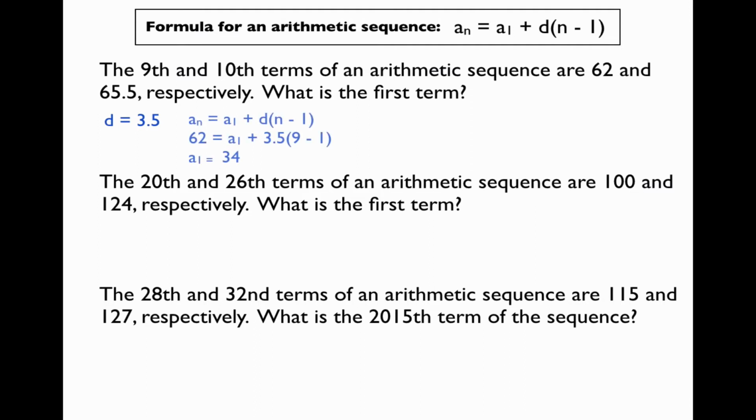So the common difference is 3.5. We know that the 9th term is 62. Solving for a sub 1, that gives us 34. So 34 is the first term in the sequence.